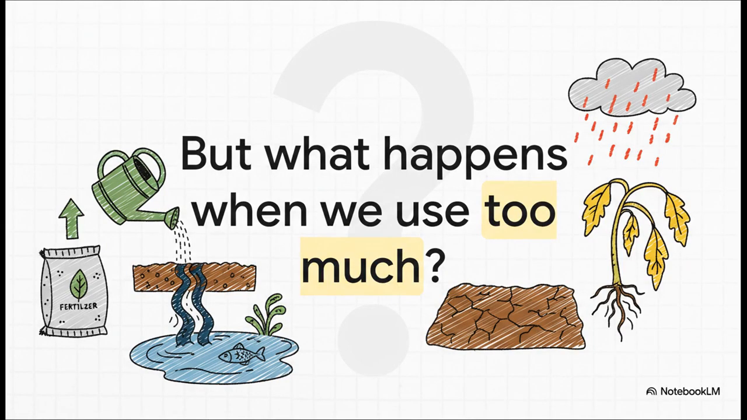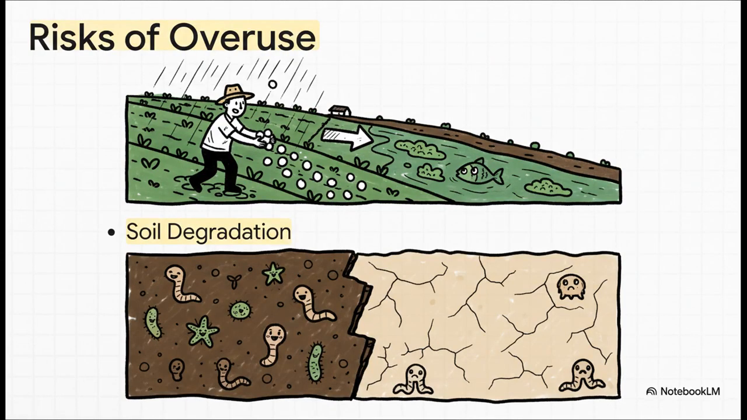Fertilizers sound very useful, don't they? They give quick results, but what happens when we use too much of them? Is there a downside? Let's explore that. Yes, there are major risks if we use fertilizers excessively. The first big problem is water pollution. Any excess fertilizer that the plant doesn't absorb gets washed away by rain or irrigation water. This water then flows into rivers and lakes and pollutes them.